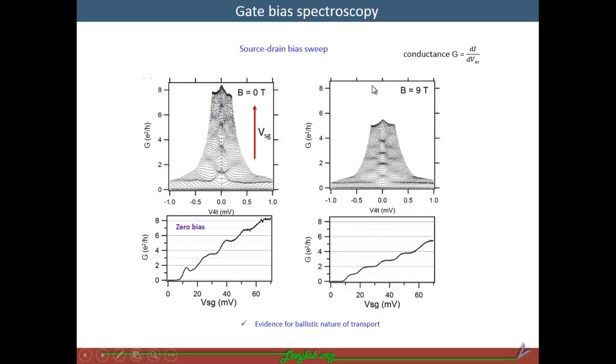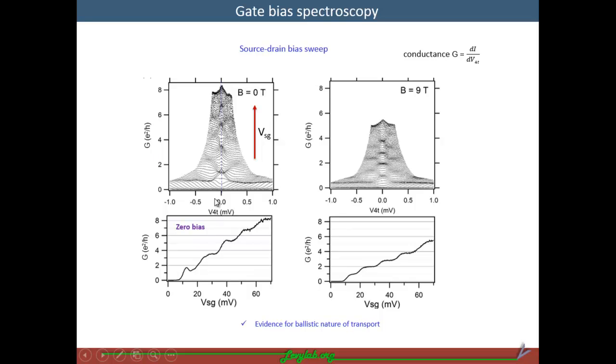We analyze gate bias spectroscopy on the device. Basically, we measure the conductance by sweeping the source drain bias at various side gate values ranging from 0 to positive values. So in the main graph, what we see here is that near the zero bias, the conductance curves converge to a value which is roughly coinciding with integer values of the conductance.